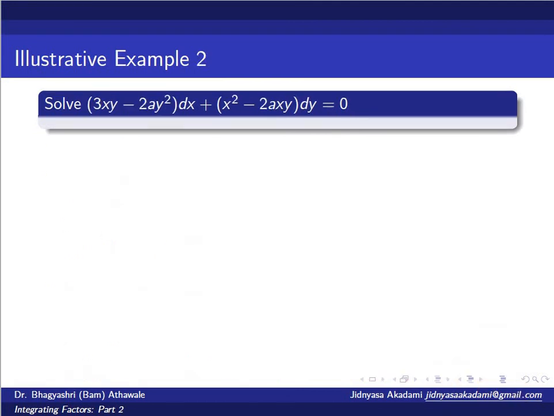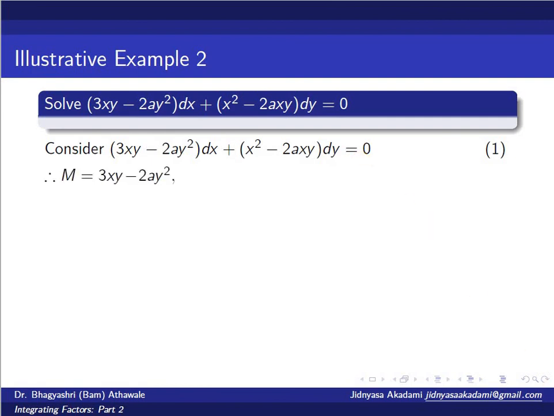Let us see another problem. (3xy minus 2ay square) dx plus (x square minus 2axy) dy equal to 0. Here our m is 3xy minus 2ay square. So ∂m/∂y is 3x minus 4ay. N is x square minus 2axy, and therefore ∂n/∂x is 2x minus 2ay. They are not equal. What is their difference? 3x minus 2x is x and minus 4ay plus 2ay is minus 2ay. So the difference is x minus 2ay.